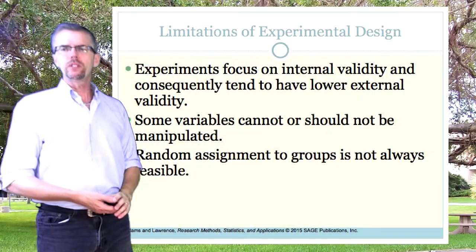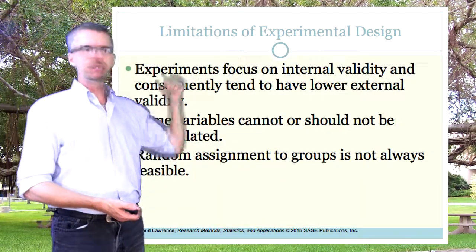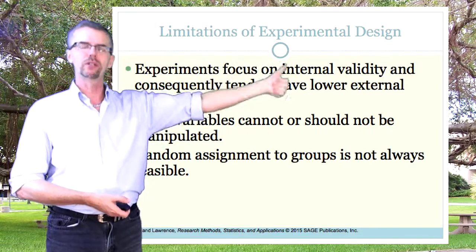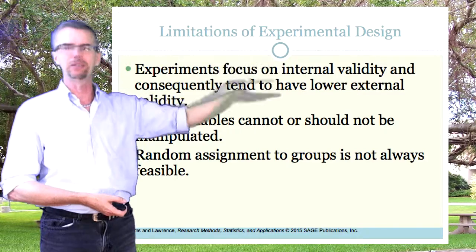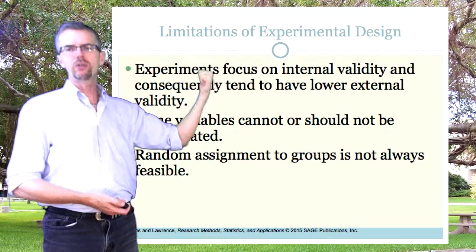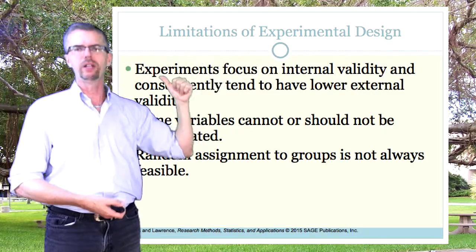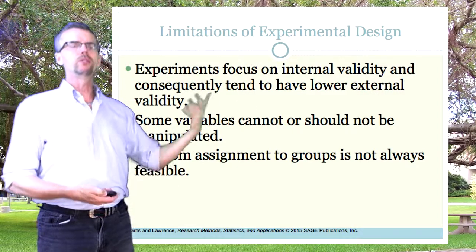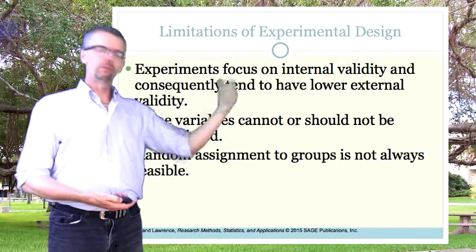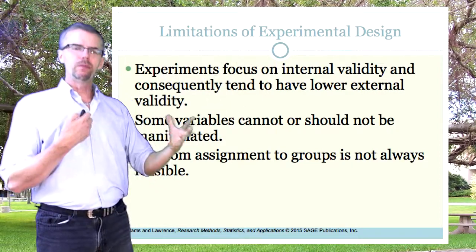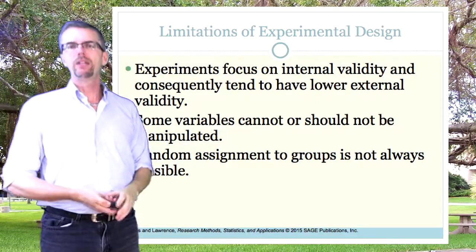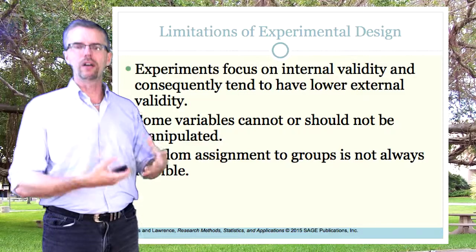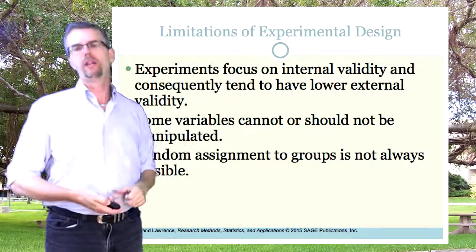The limitations of experimental design are that experiments focus on internal validity and consequently tend to have lower external validity, so you get more of one at the expense of the other. Some variables cannot or should not be manipulated. That would be an ethical violation. And random assignments to groups is not always feasible. And so just remember, experiments are never perfect. You just mitigate the threats to validity as best you can. And then you have to live with the idea that this is not ideal, but it's more information than you had before.